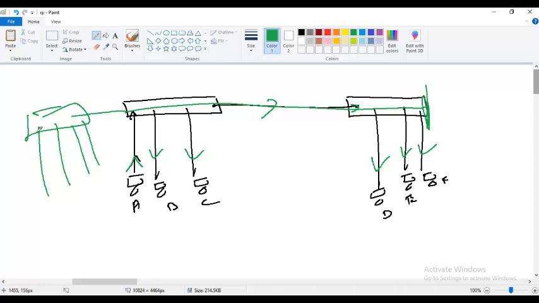Listen, I have connected another switch, okay? Exactly. Even if you have 100 switches, the total number is only one broadcast domain. They all form one single broadcast domain. You understood? So you should not say three broadcast domains, it is only one.